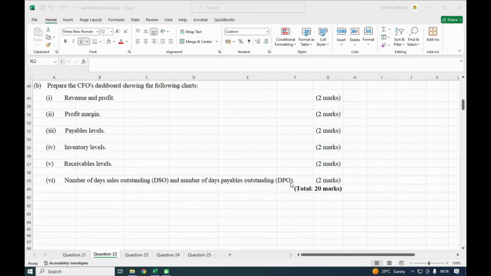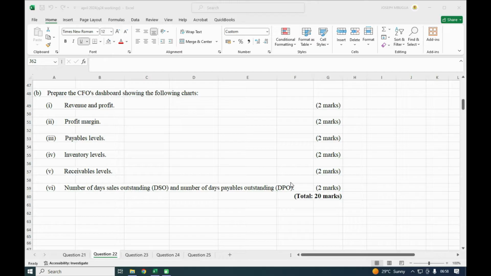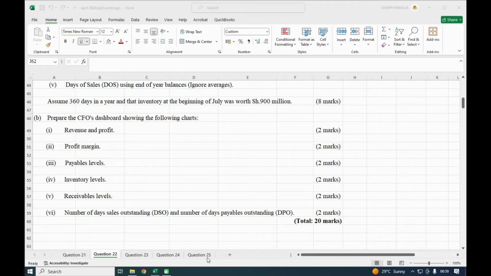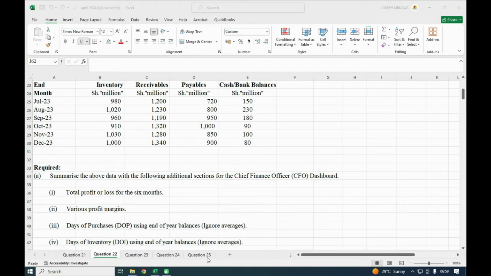And we are looking at the questions that were done in April 2024 sitting. So far we have covered question number 21 of that workbook, question number 23, question number 24, and question number 25. We are only remaining with one question in that particular workbook, that is question number 22, which we are going to cover today.